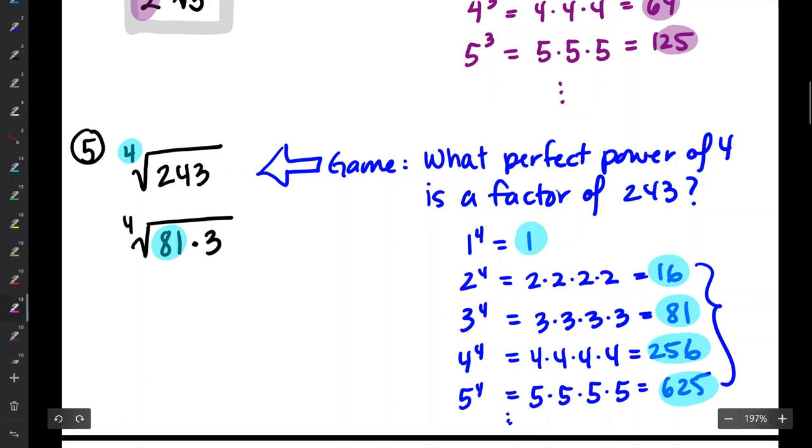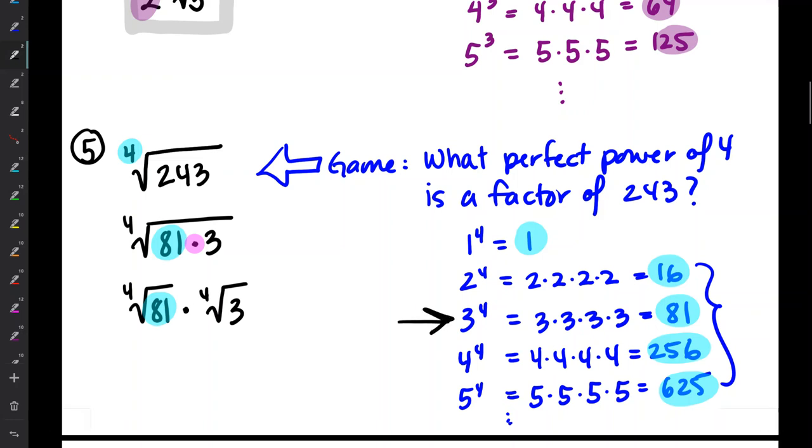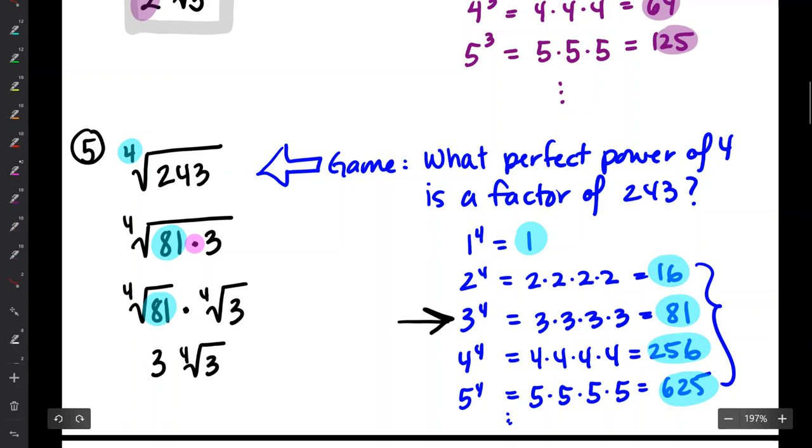Now I can use my product property and say this is the 4th root of 81 times the 4th root of 3. The 4th root of 81 is 3. Why? Because 3 to the 4th is 81. And the 4th root of 3 is just the 4th root of 3, and we're done.